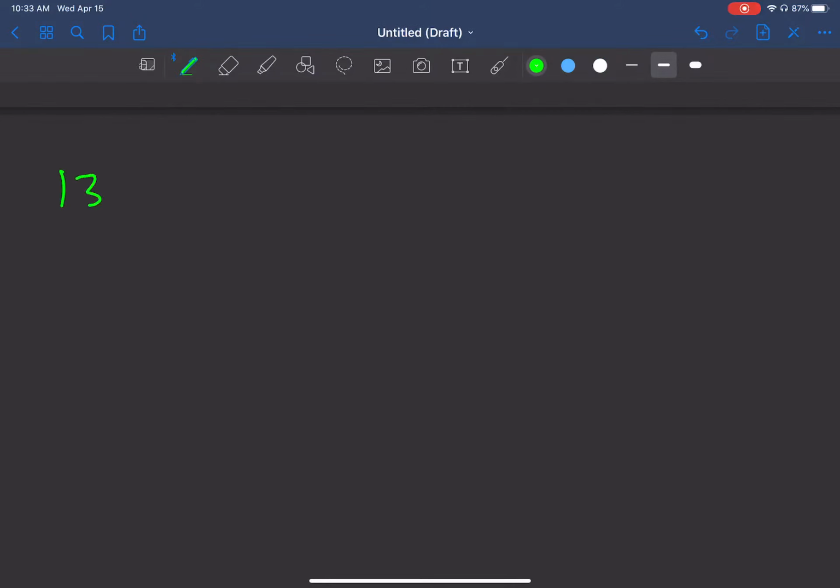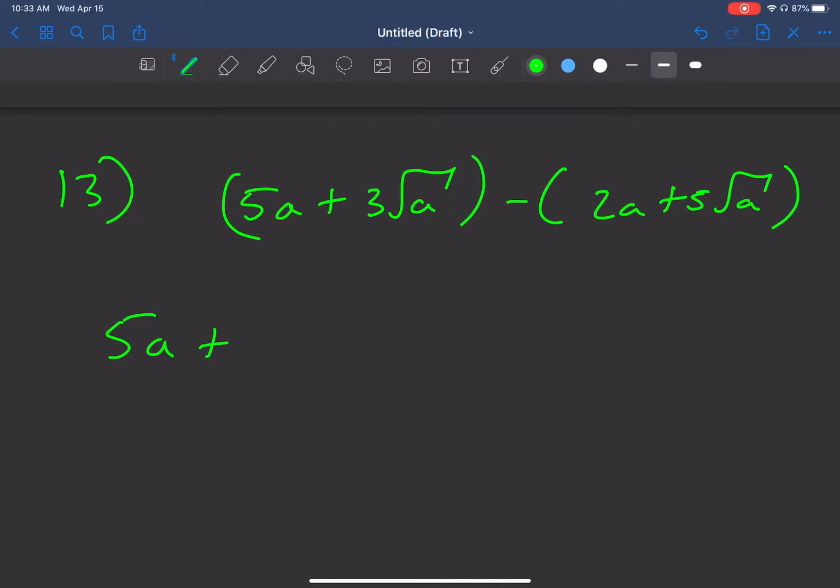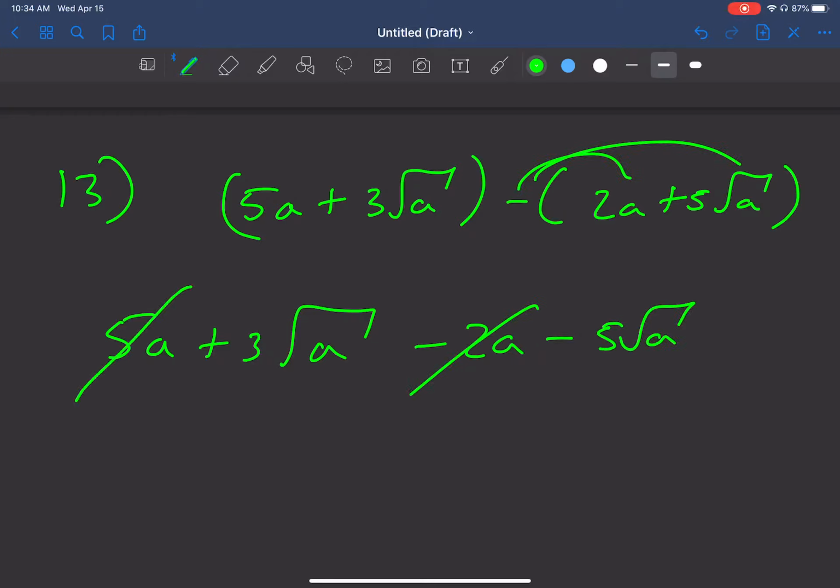So now let's look at 13. 13 is 5a plus 3 times the square root of a, minus 2a plus 5 times the square root of a, right? So now you have 5a plus 3 times the square root of a, minus 2a, minus 5 times the square root of a, because I just distribute that negative. So now these cancel out, I get my 3a.